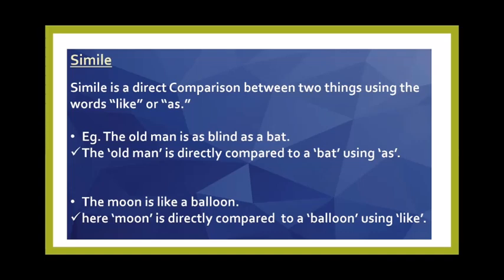Second example, the moon is like a balloon. So here the moon is directly compared to a balloon using the word like. So both these sentences are simile. Simile means direct comparison between two things, and most likely there will be two words in the sentences, like and as.